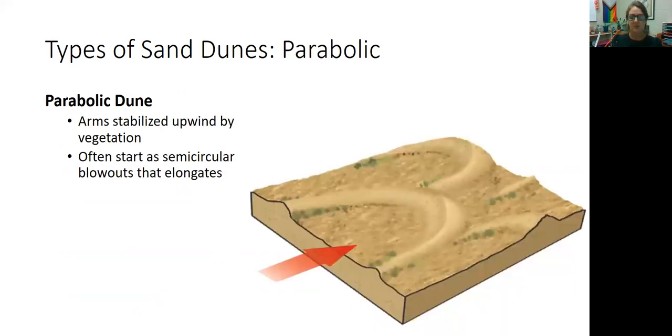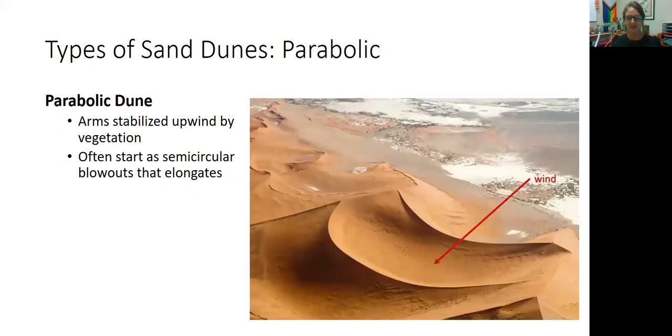The next type of dune we're going to talk about is the parabolic dune, right? They're also shaped like crescents, but rather than forming as just a little bit of sand with lots of wind, they form anytime that there's vegetation to anchor the arms of the crescent in place. So again, they're shaped like crescents. They're formed when there's vegetation around.